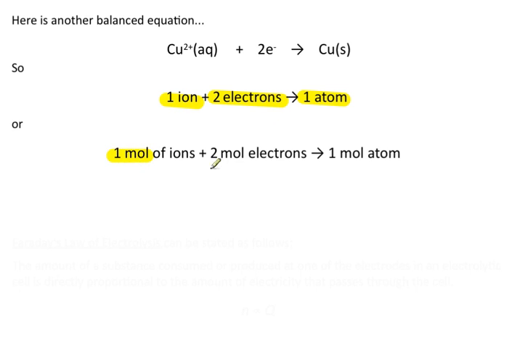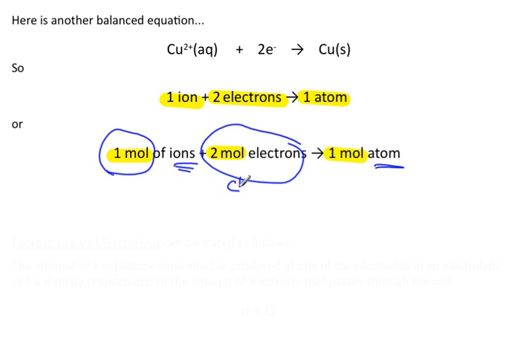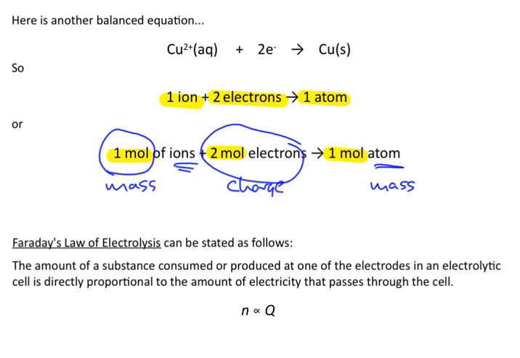So we can look at that as 1 mole of ions plus 2 moles of electrons yields 1 mole of an atom. And so now we have, again, a link between a molar amount, and here's an atom, ions, they have mass, and a charge. This is charge. Charge here, we can look at this as linked to mass because we have the moles. And so that, in a nutshell, is really the power of Faraday's law.